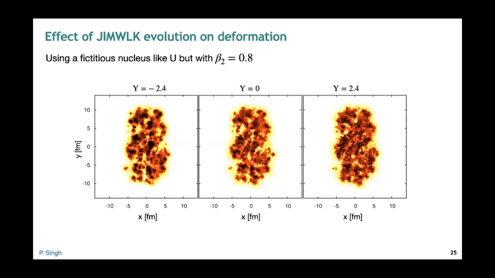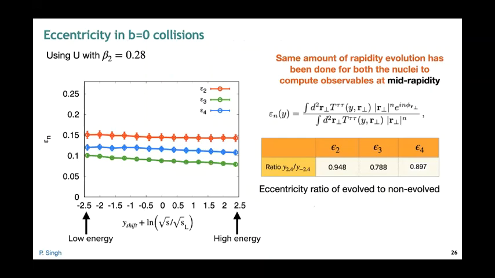Doesn't it grow both in the Y and in the X direction? Yes, but that should reduce the beta 2 a little bit. This will reduce it, yes, but the shape is modified hardly by 10%. Okay. Yeah, this information is captured in the eccentricity.